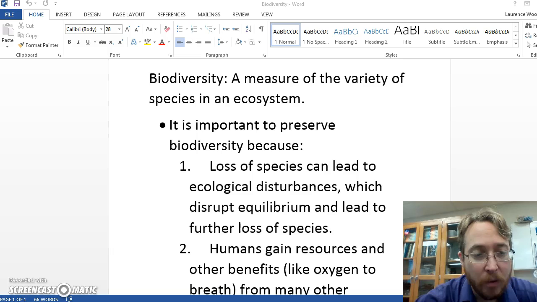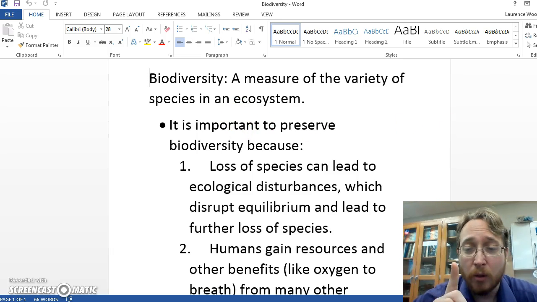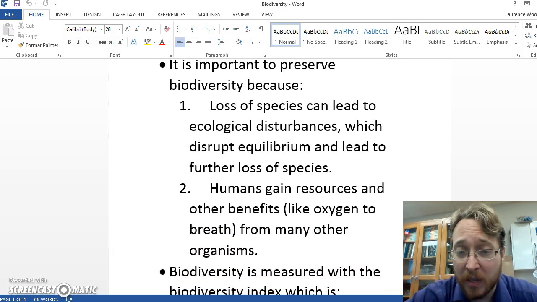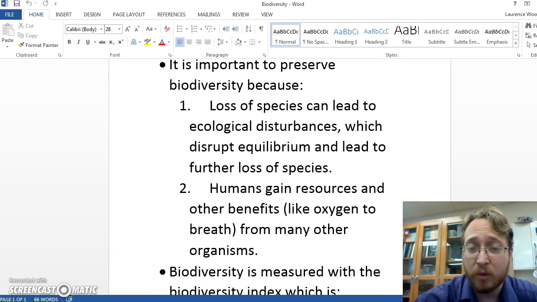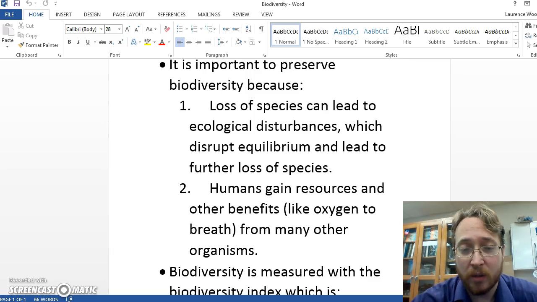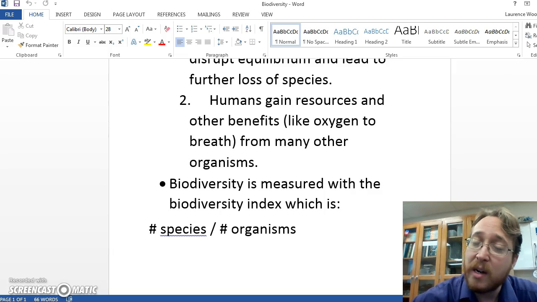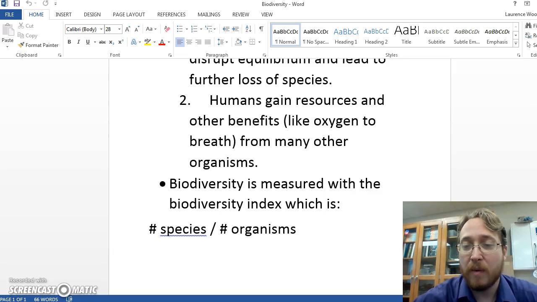So let's review. Biodiversity is a measure of the variety of species in an ecosystem. It is important to preserve biodiversity because loss of species can lead to ecological disturbances, which disrupt the equilibrium and lead to further loss of species. And two, in general, humans gain resources and other benefits like oxygen to breathe from many other organisms. Biodiversity is measured with the Biodiversity Index, which is the number of species in an area divided by the number of organisms in the area.